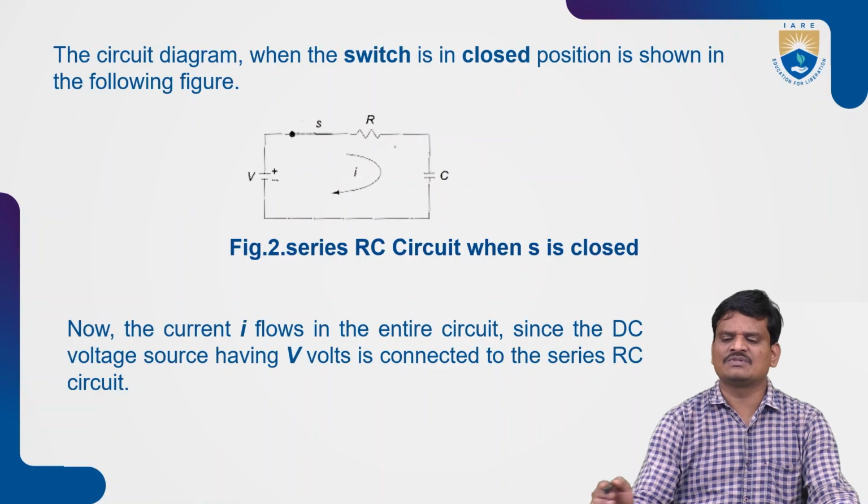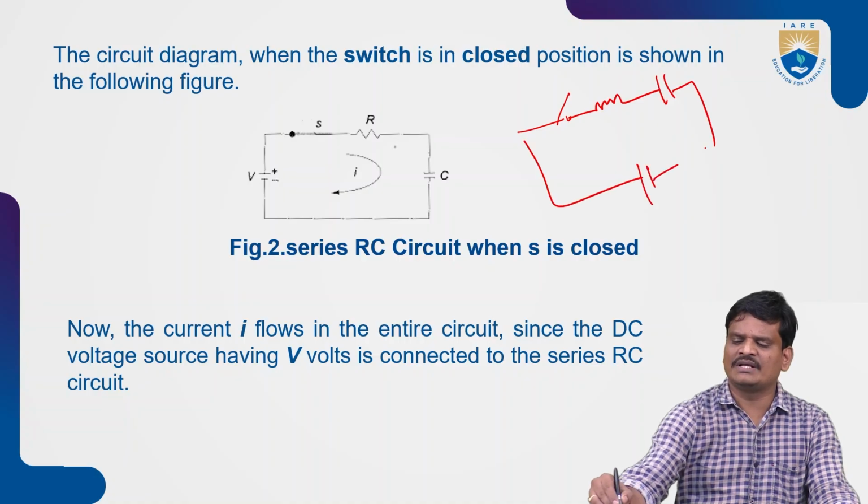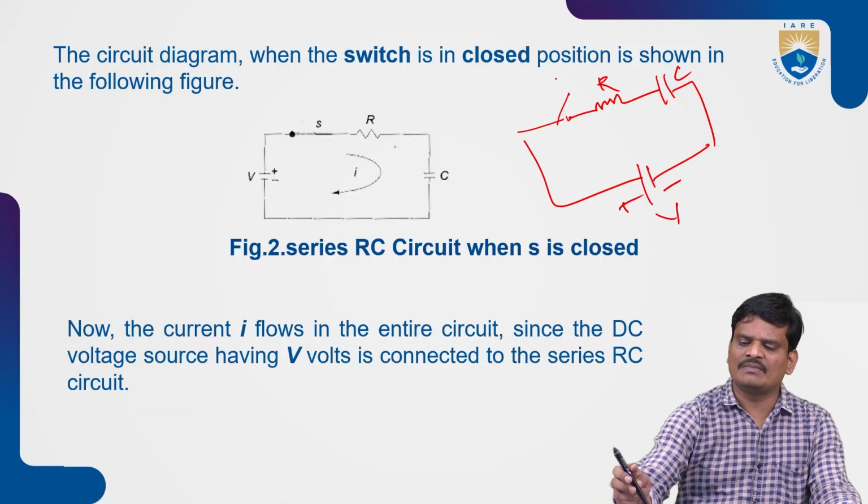Let me show you the diagram. I have taken a switch like this. I have connected a resistor and capacitor in series, and I have given a DC voltage of V. This is R and this is C. Now at t equal to 0, I close this switch like this. Now the switch S is closed at time t equal to 0 plus.